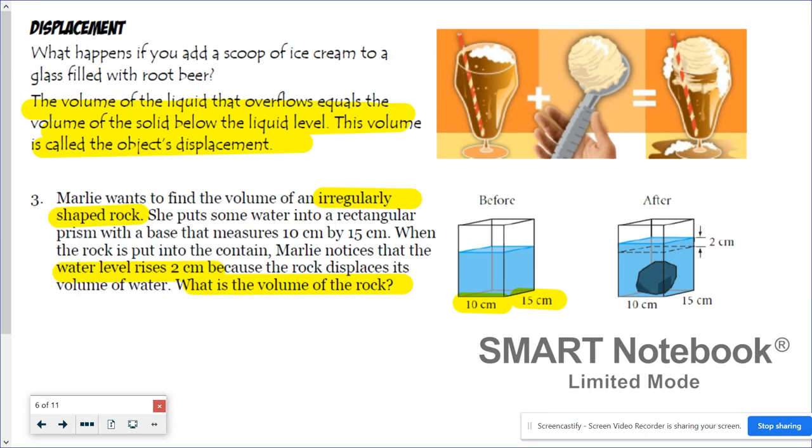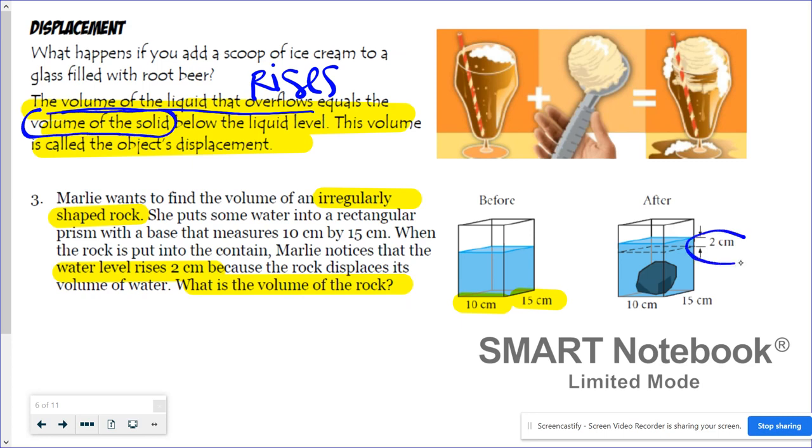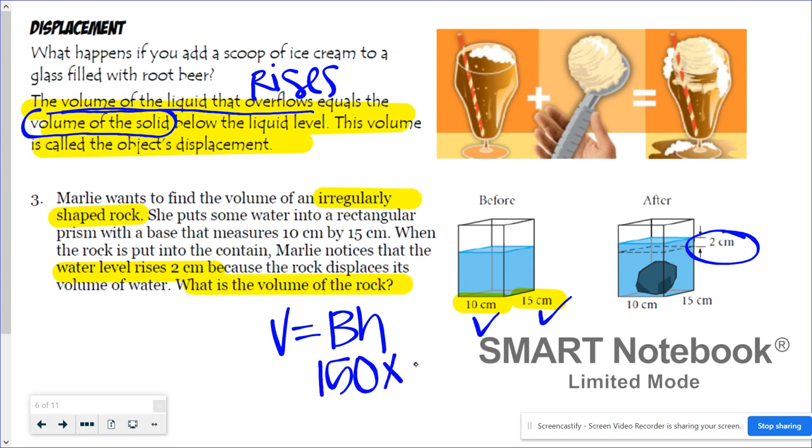Remember, it says the volume of the liquid that overflows, or in this case, rises, is equal to the volume of the solid. So since the liquid rose 2 centimeters, I can find the volume of the rock by going area of the base times the height. Well, remember the base is 10 by 15, so that means it has an area of 150 square centimeters. And if I multiply that by the height the water rose, 2 centimeters, then I get that the volume of the rock is 300 cubic centimeters using this idea of displacement.